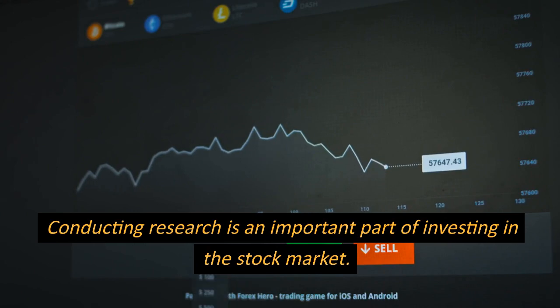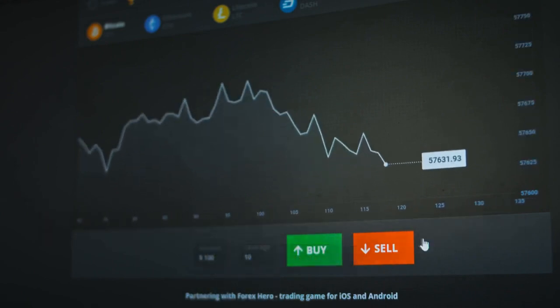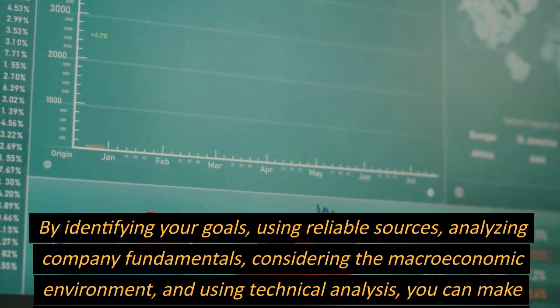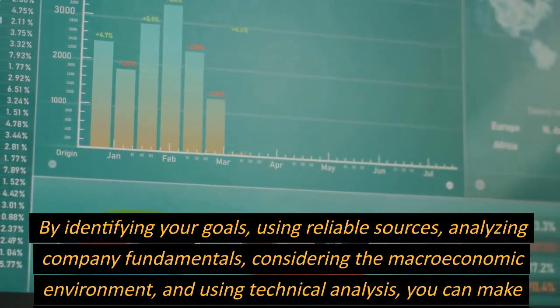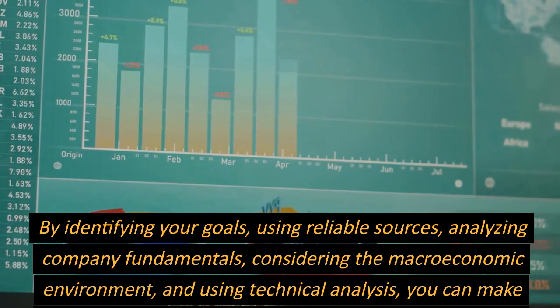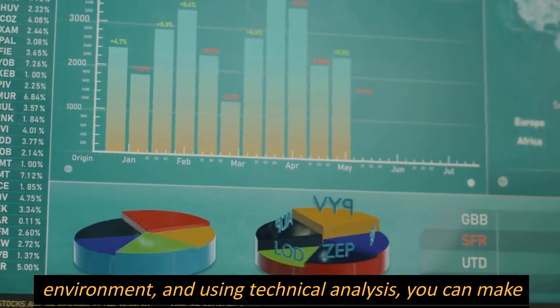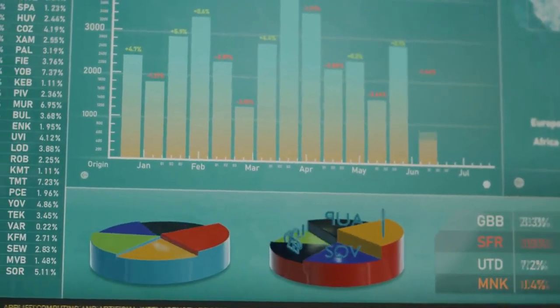Conducting research is an important part of investing in the stock market. By identifying your goals, using reliable sources, analyzing company fundamentals, considering the macroeconomic environment, and using technical analysis, you can make more informed investment decisions that can potentially lead to higher returns.